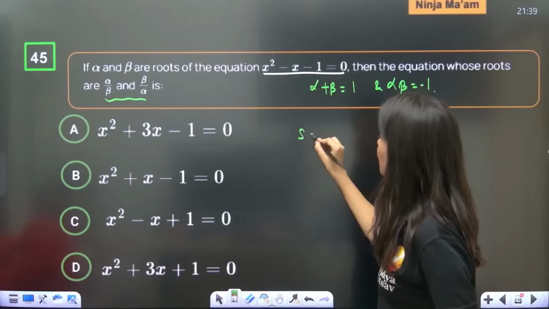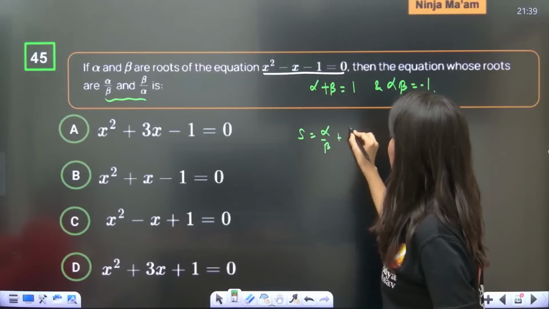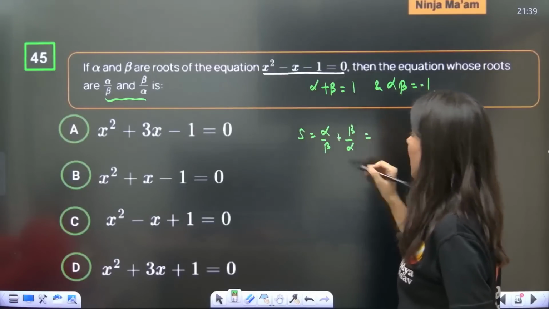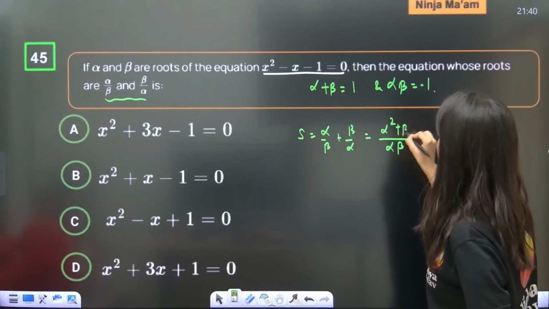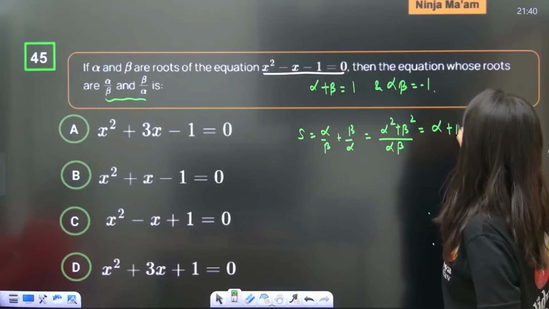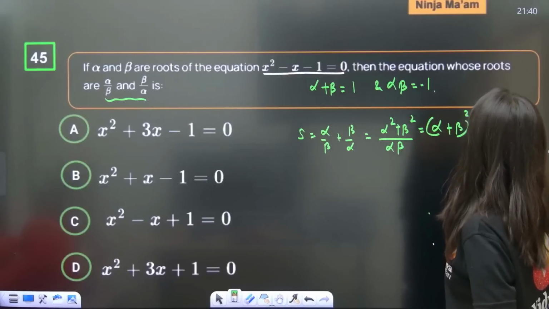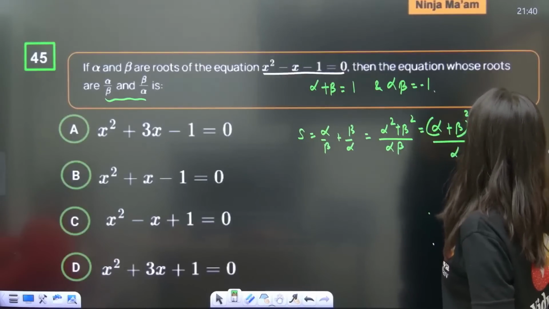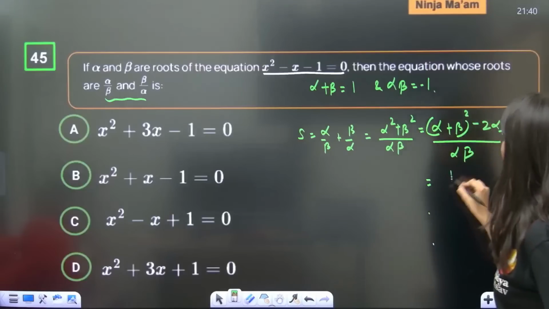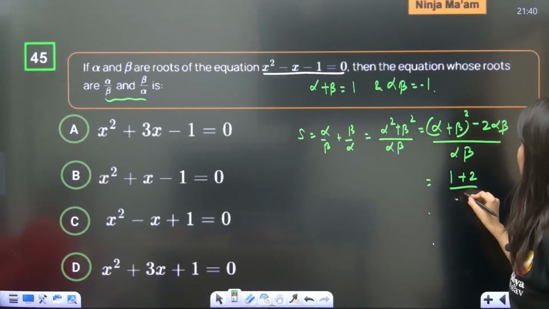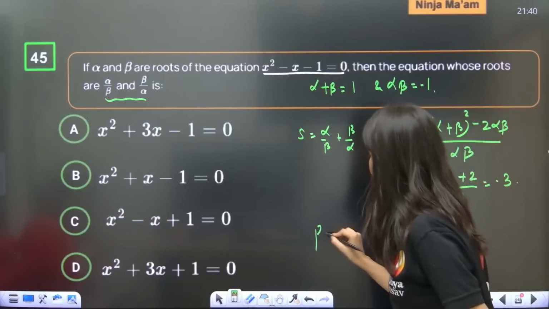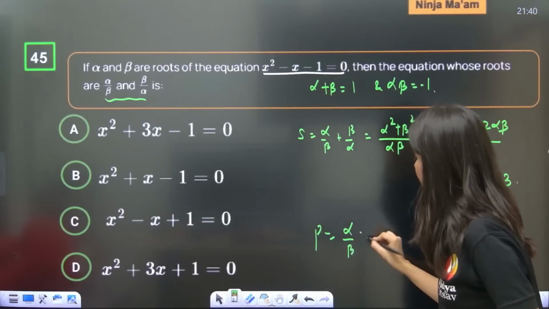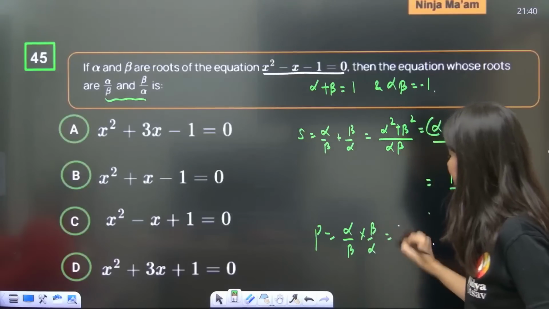So the sum of roots will be alpha by beta plus beta by alpha. Take LCM, alpha beta, alpha square plus beta square, that is alpha plus beta whole square minus 2 alpha beta upon alpha beta. Now put the value. This is 1 plus 2 by minus 1, so this is minus 3, the sum of roots. The product of roots will be obviously alpha by beta into beta by alpha, which automatically comes to 1.